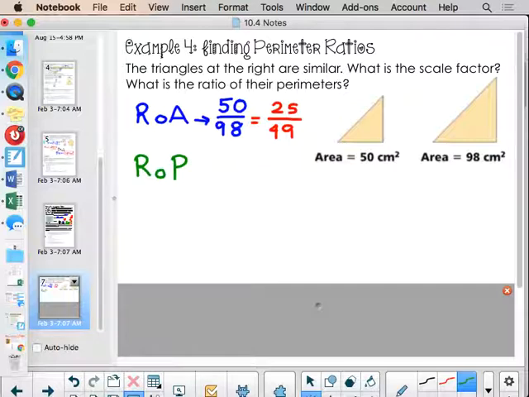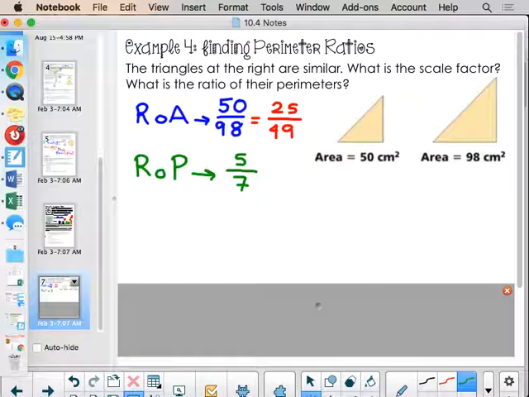To go from ratio of perimeter to ratio of area, what did you do to the ratio? You squared it. So if we want to go from ratio of area to ratio of perimeter, what are you going to do? You're going to take the square root of it. And are both of those numbers perfect squares? Look at that. That's why we wanted to simplify it first, okay? So we're going to take the square root of both of those numbers. So the ratio of my perimeters is going to be what? 5 over 7. Very good.